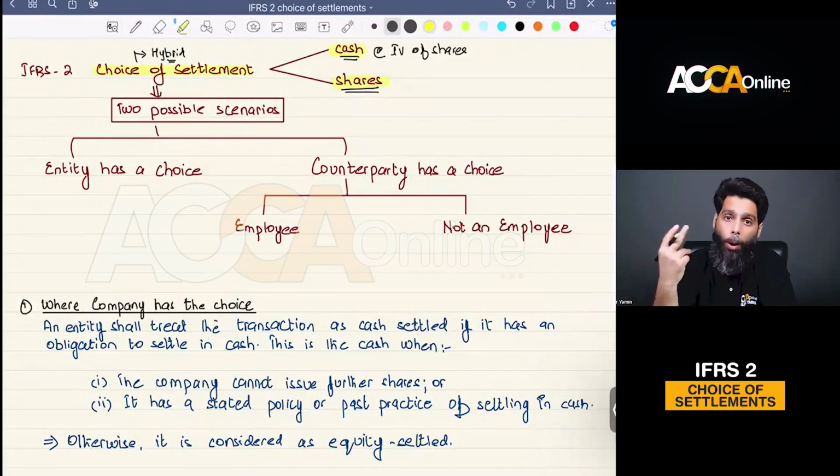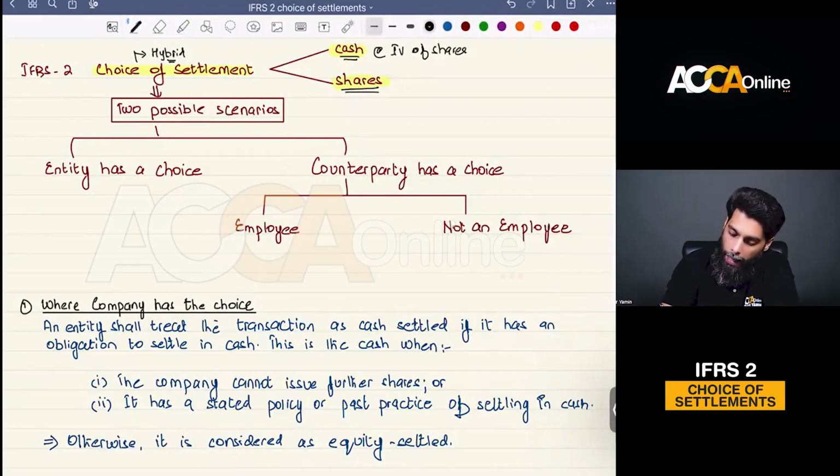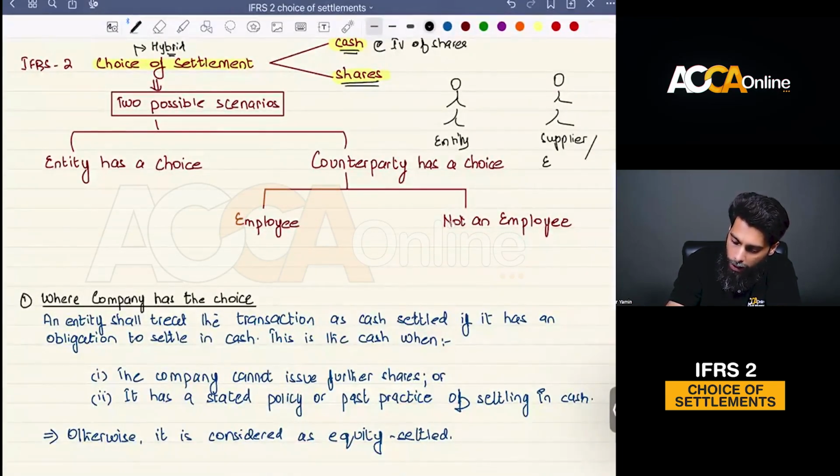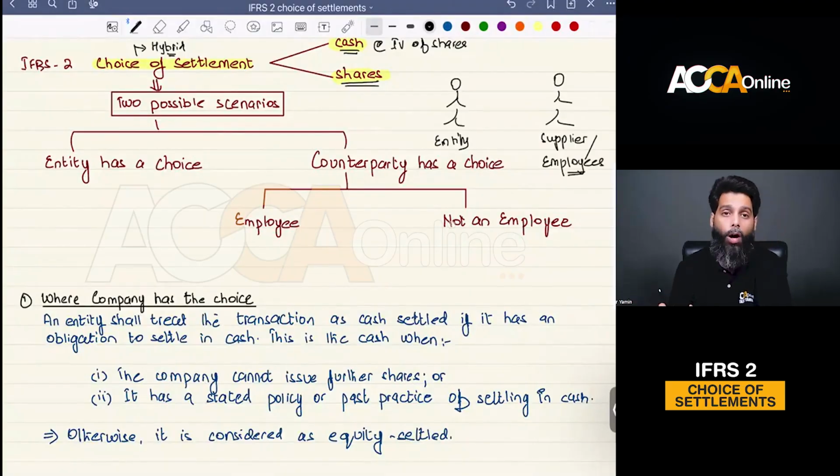Now, there can be two options. In every share-based payment transaction, there are always two types of parties involved. One is the entity itself, and the other party is either your supplier or your employee. In most cases, share-based payments are offered to employees. So that is the more common scenario.